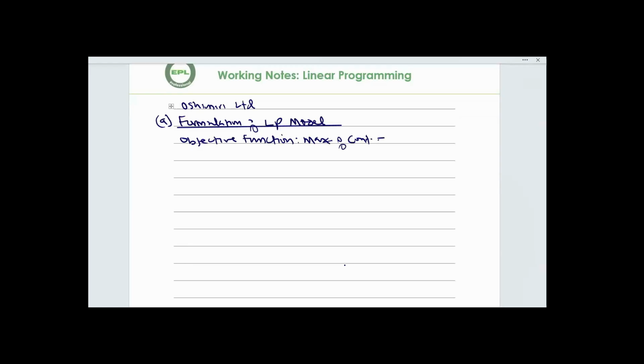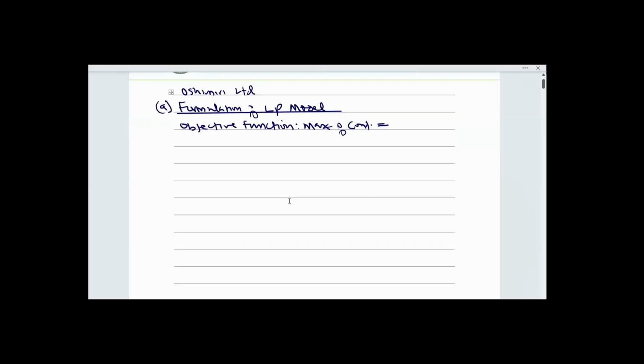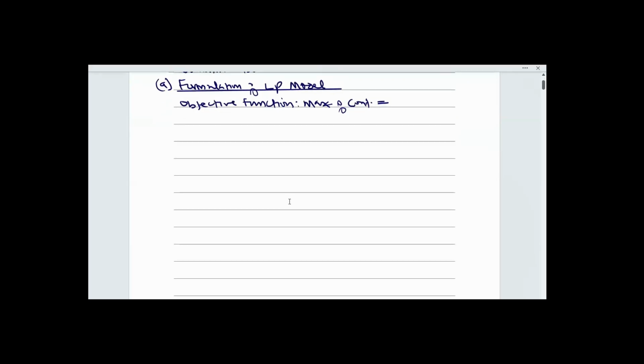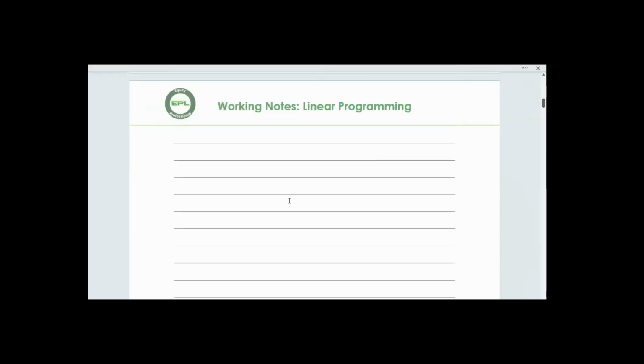Therefore, we need to go and calculate the contribution margin for each product. So, without going too far, let me do the working here so that we are not switching pages. So let's calculate contribution margin here.